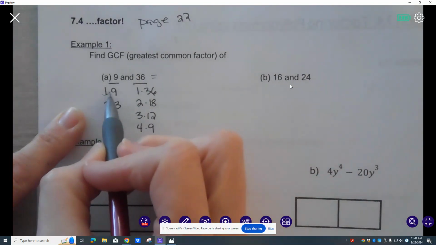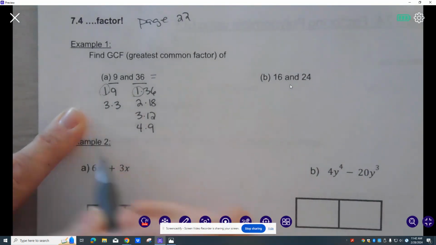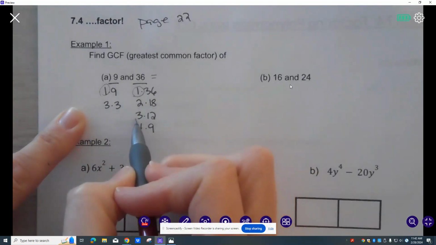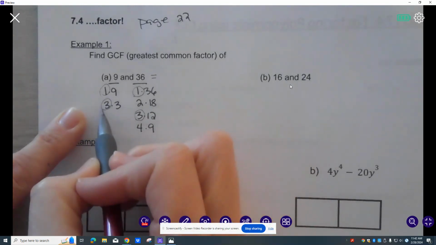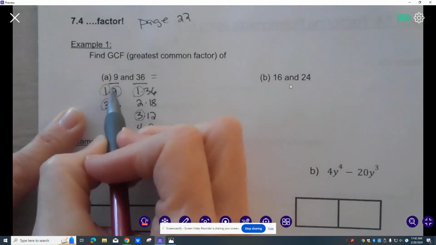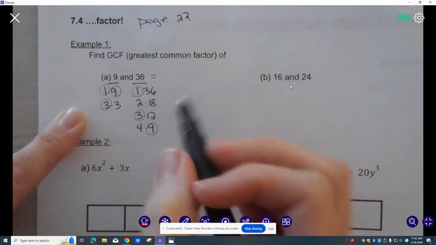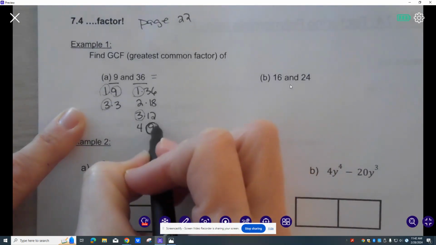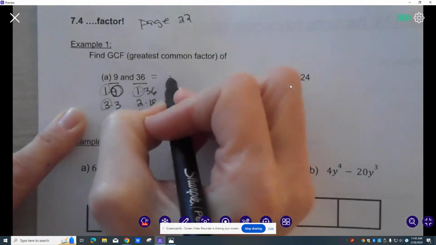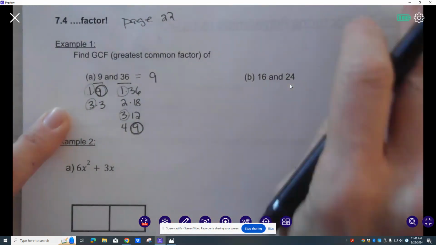So common factors, I see, would be 1, because there's 1 in both of these columns. I also notice there's a 3 in both of these columns. And I notice there's a 9 in both. So those are all common factors. You want the biggest one. The greatest common factor is 9. All right, let's try another one.